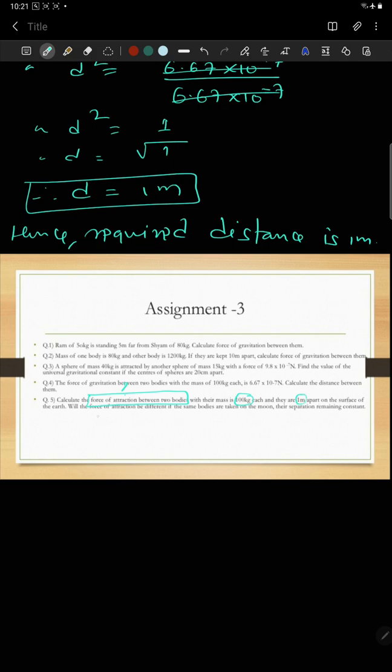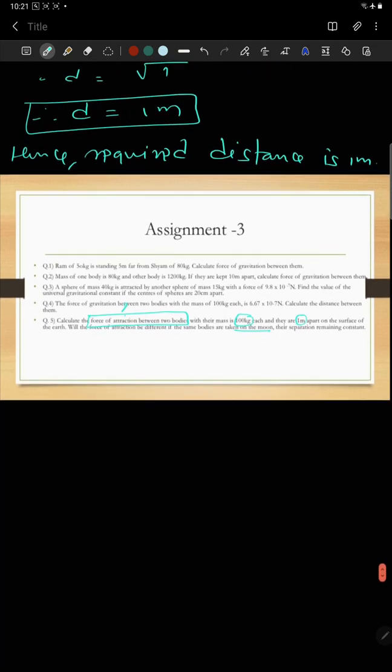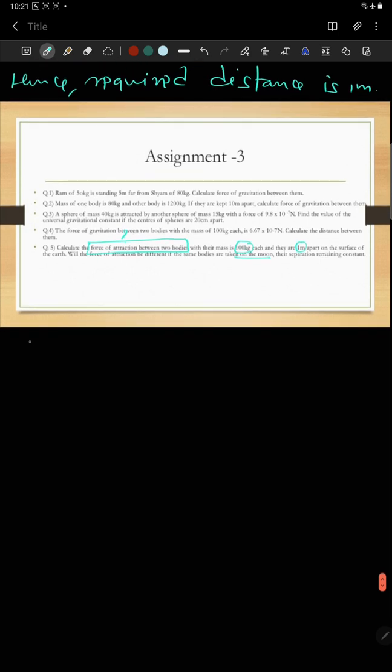Okay, that is one question. And there's another question: will the force of attraction be different if the same bodies are taken on the moon? So if we take on the moon, what will happen to the force of attraction between them, keeping the same value? Means mass also same and distance also same. So we'll be solving both of the questions one by one.